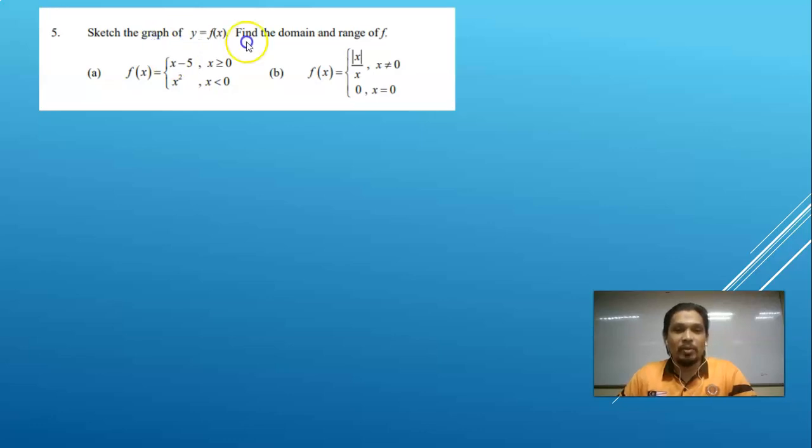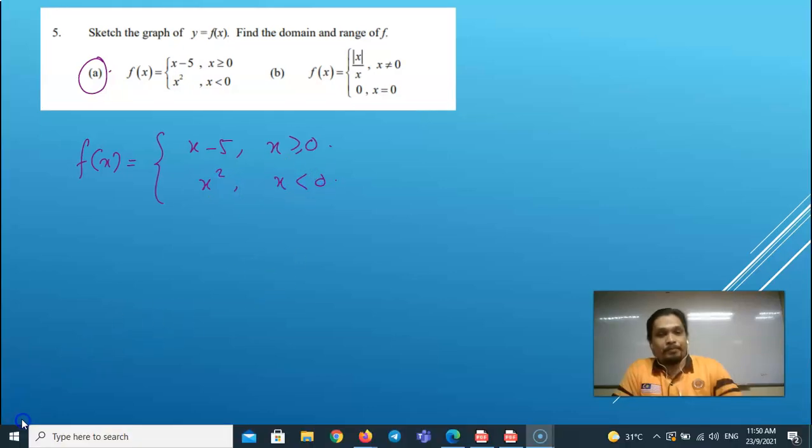Sketch the graph of y equal to f(x), find the domain and range of this function. Okay, I choose A. So for this question here, f(x) equal to x minus 5 for x greater than or equal to 0 and x squared for x less than 0.